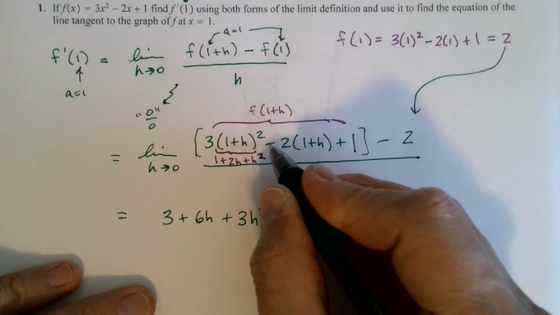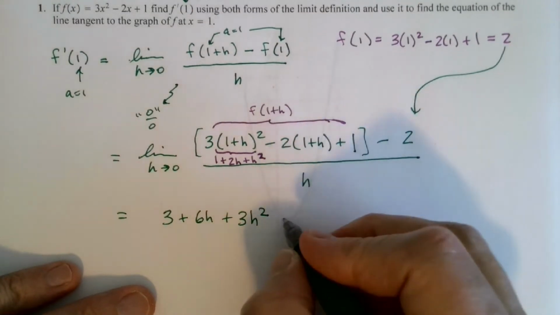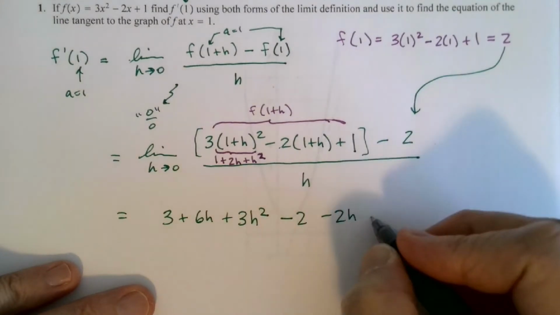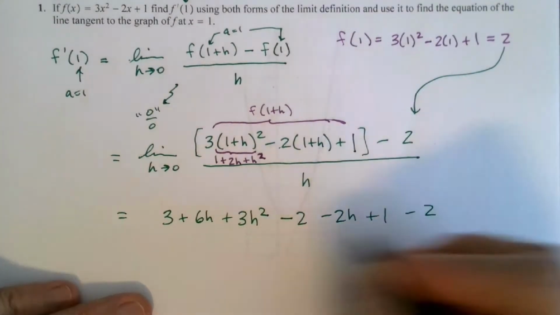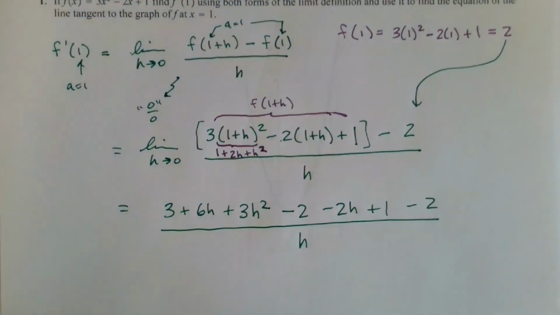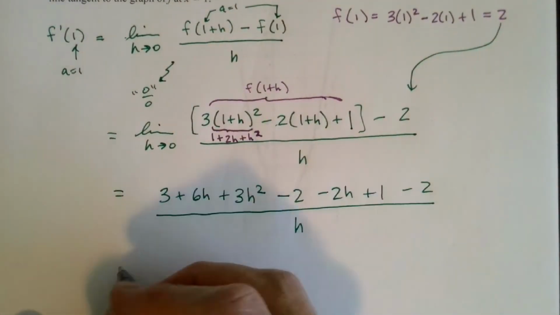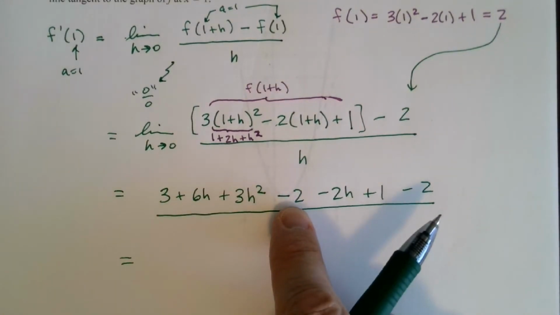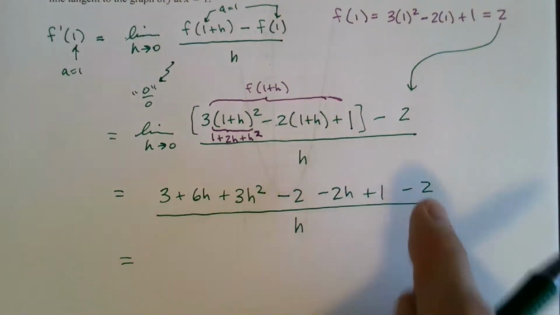Here, notice I've got a negative 2. Distributing that through becomes minus 2 minus 2h plus 1 minus 2. To close that off, now I just need to simplify up top by combining some like terms. Notice I get 3 minus 2 is 1, plus 1 is 2, minus 2 is 0.